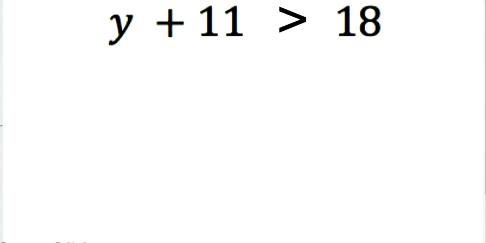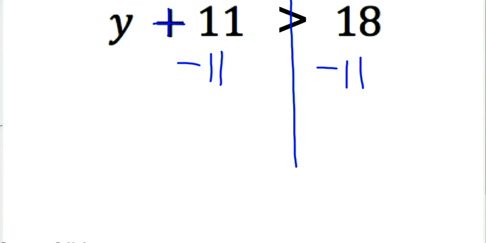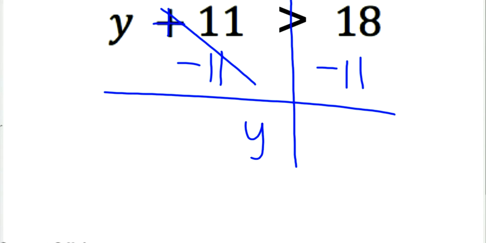So we're no longer going to solve equations before each inequality. I'm going to still draw my vertical line. I'm thinking about positive 11. The inverse operation of positive 11 is negative 11. My 11s are going to cancel and I'm left with Y. I'm going to bring down my inequality symbol, which is a greater than symbol. And then I have 18 minus 11. Positives are going to win by 7.